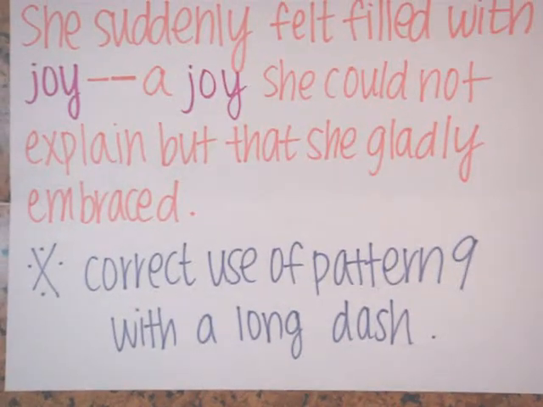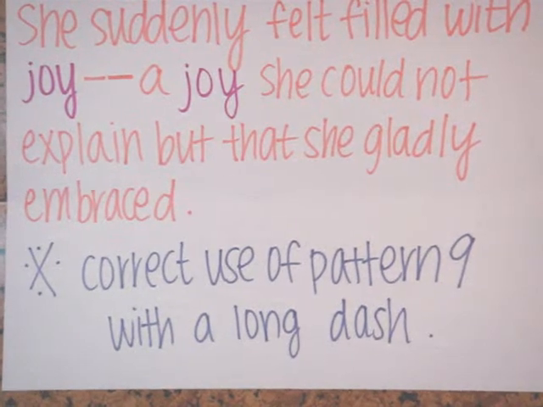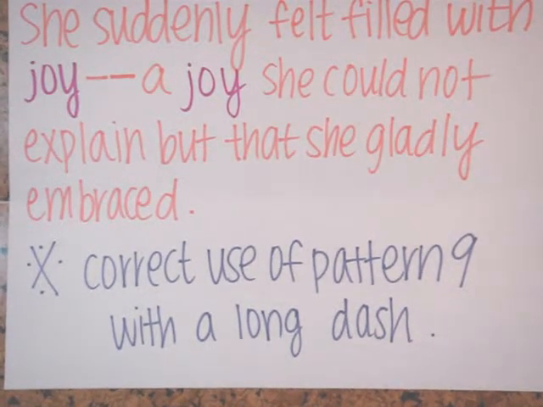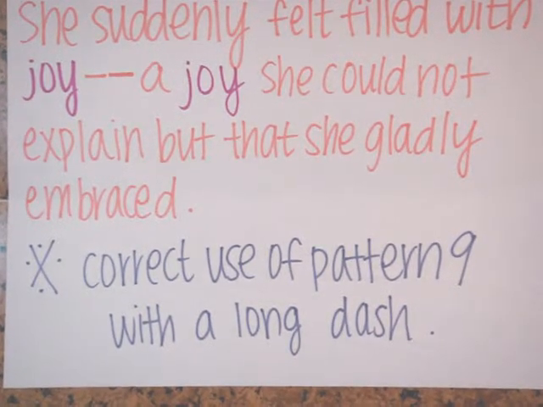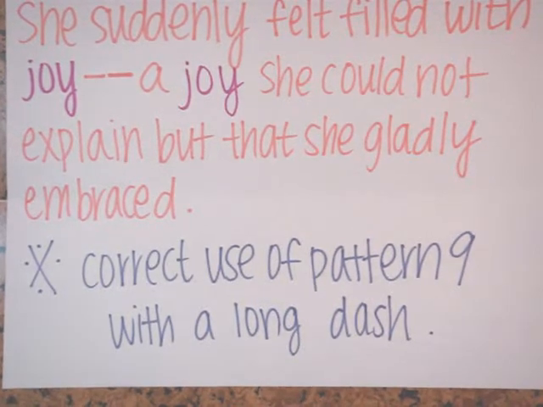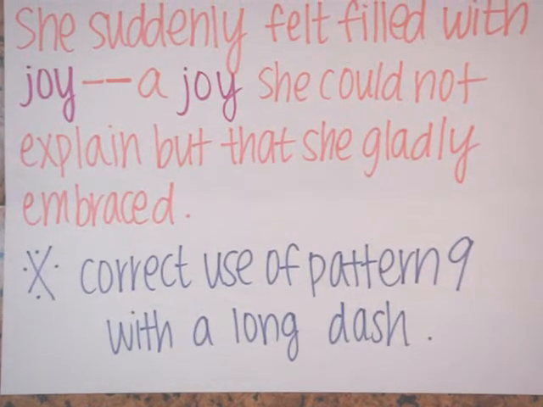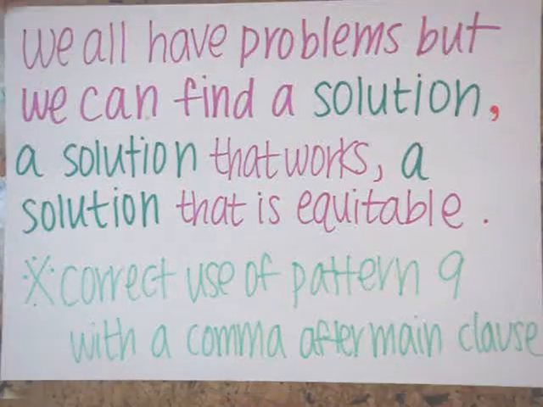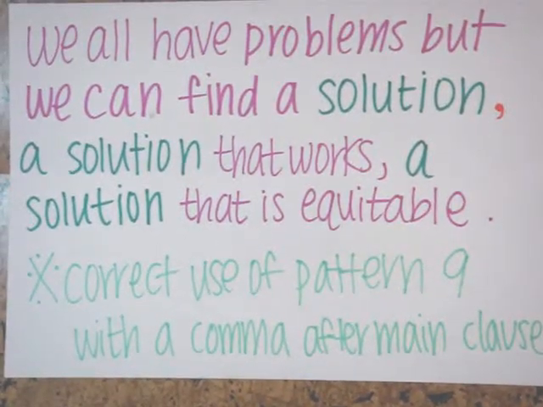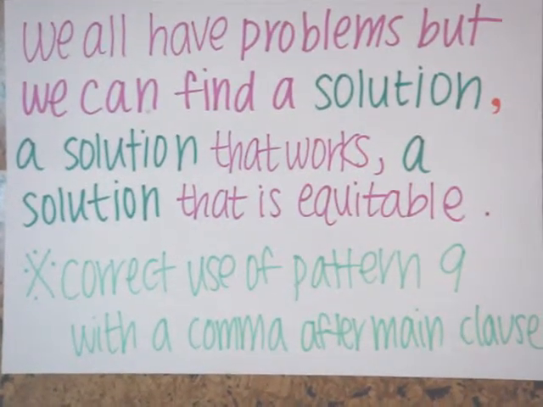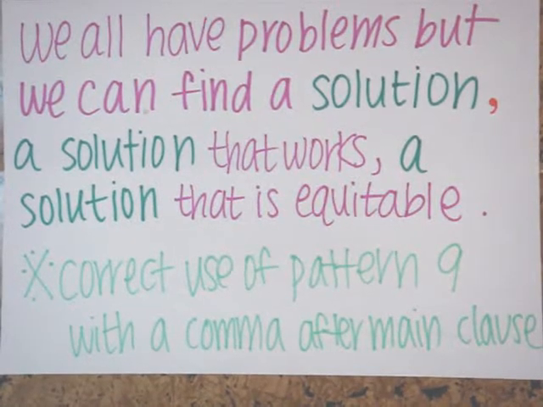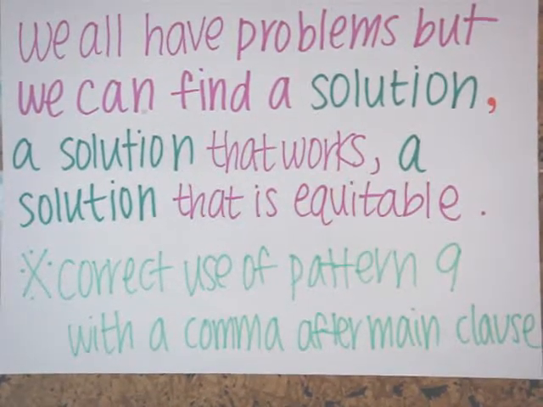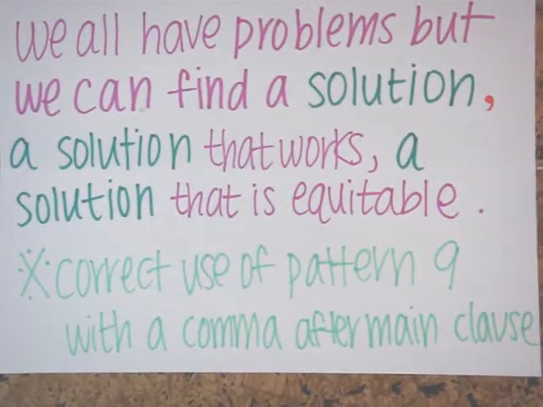She suddenly felt filled with joy, long dash, a joy she could not explain, but that she gladly embraced. This is the correct use of pattern 9 with a long dash. We all have problems where we can find a solution that works, a solution that is equitable. This is the correct use of pattern 9 with a comma after the main clause.